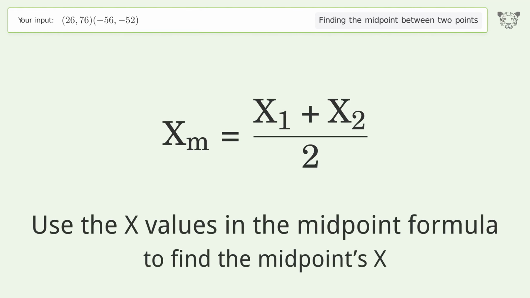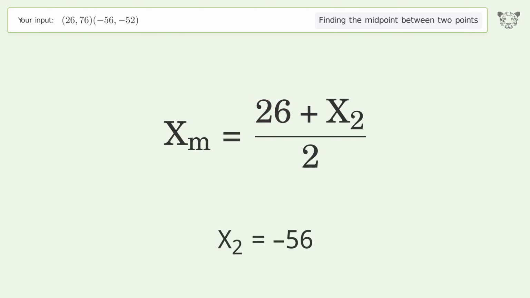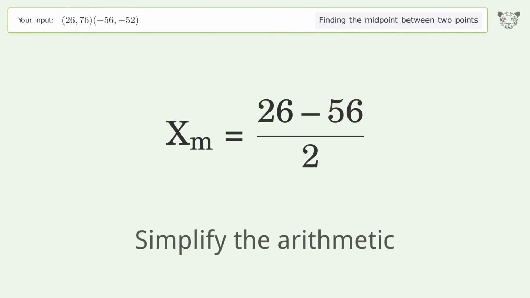Use the x values in the midpoint formula to find the midpoint's x. x1 equals 26. x2 equals negative 56. Simplify the arithmetic.